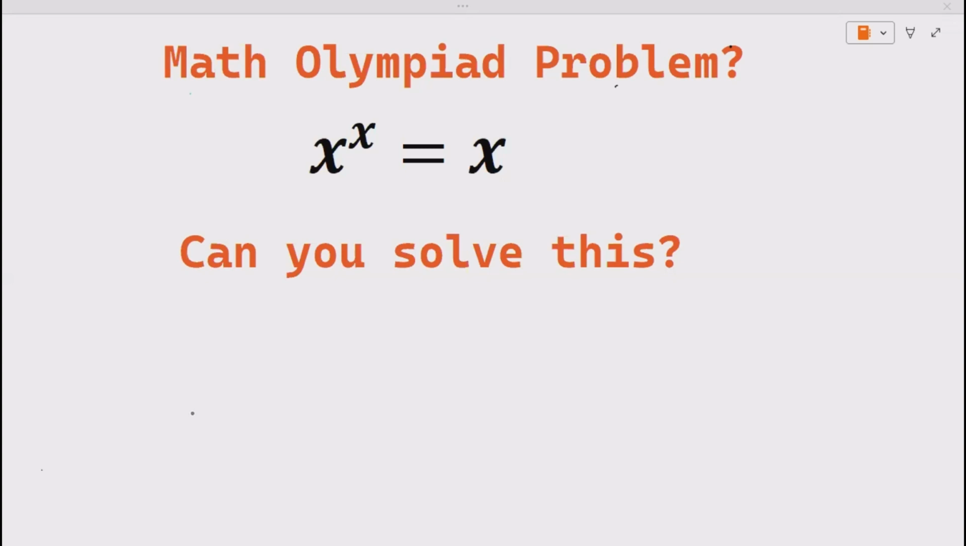Our today's question is about the famous math Olympiad problem in which we are given an algebraic equation and we have to find the value of the unknown, which is the variable x here. So let's see how we can solve this.